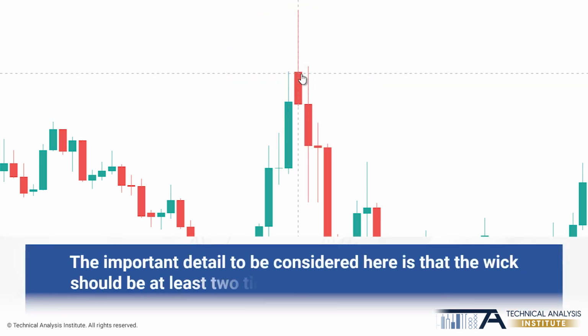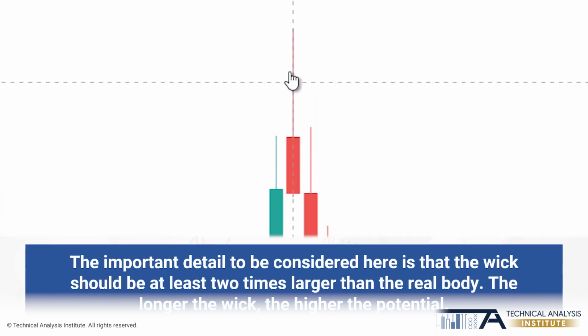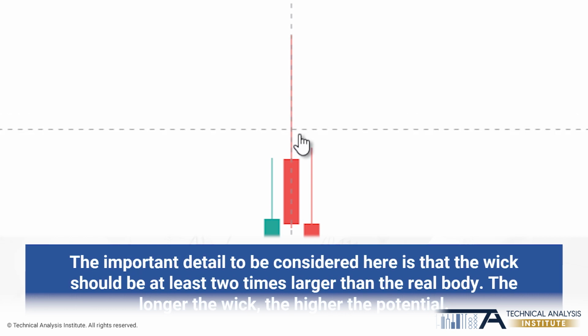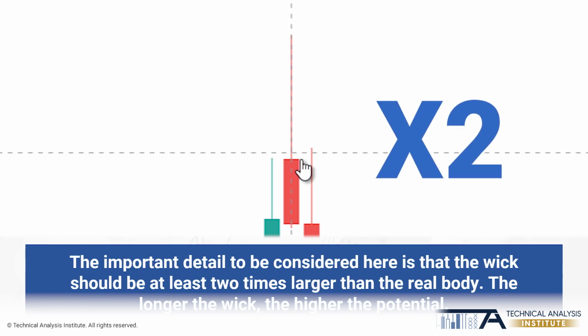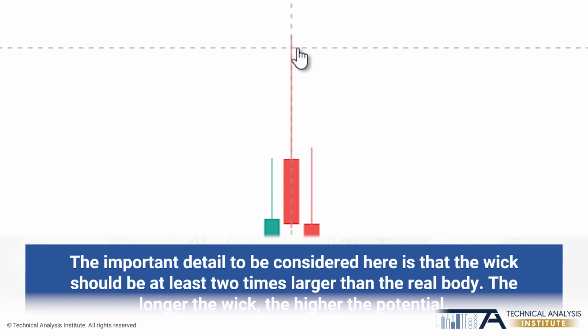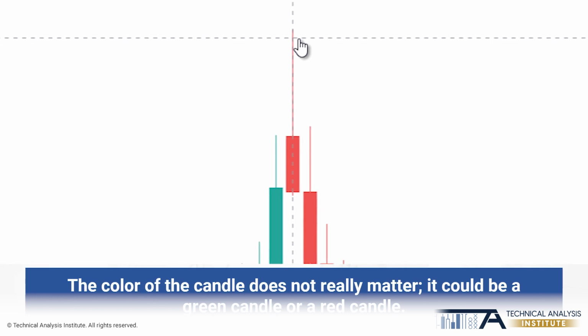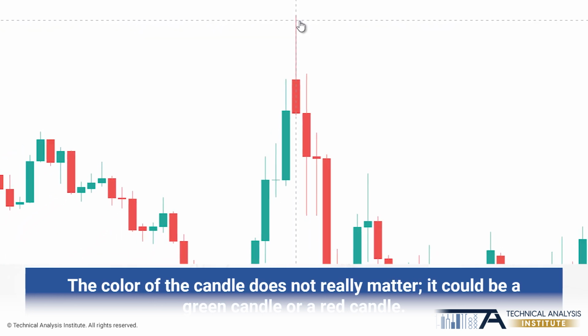Okay, the important detail to be considered here is that the upper shadow should be at least 2 times larger than the real body. This would be the real body, and we need an upper shadow that is twice as big. The longer the wick, the higher the potential. The color of the real body of the candle doesn't really matter. It could be a green candle and still work. It could be a red candle.